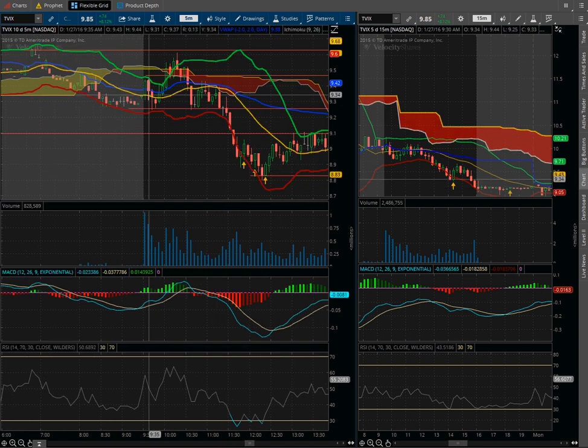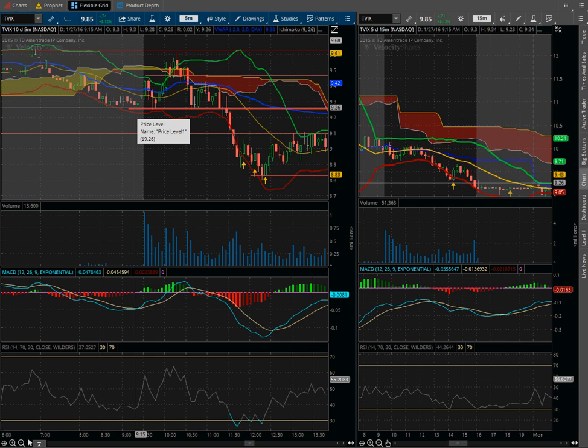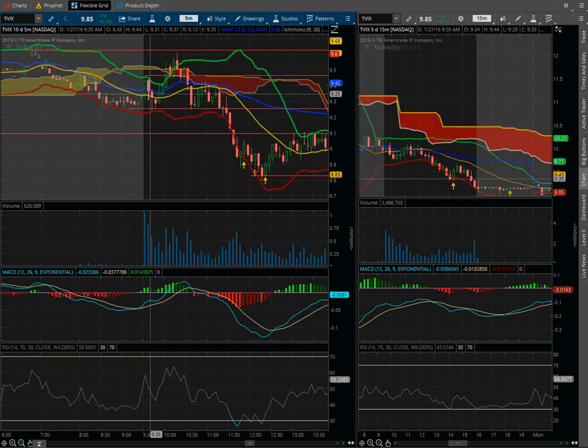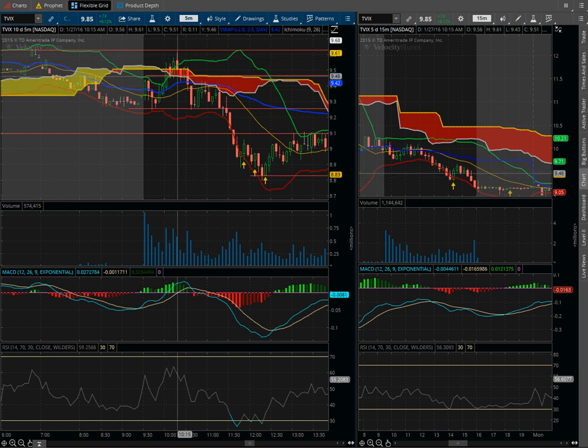This was today. Out of the gates, I liked the fact that 926 was providing perfect support. Got in around 940 and rode it all the way up to 958. Saw a little resistance here at the upper level of the Bollinger Band lines, as well as 962, and then ended up entering it around 948.